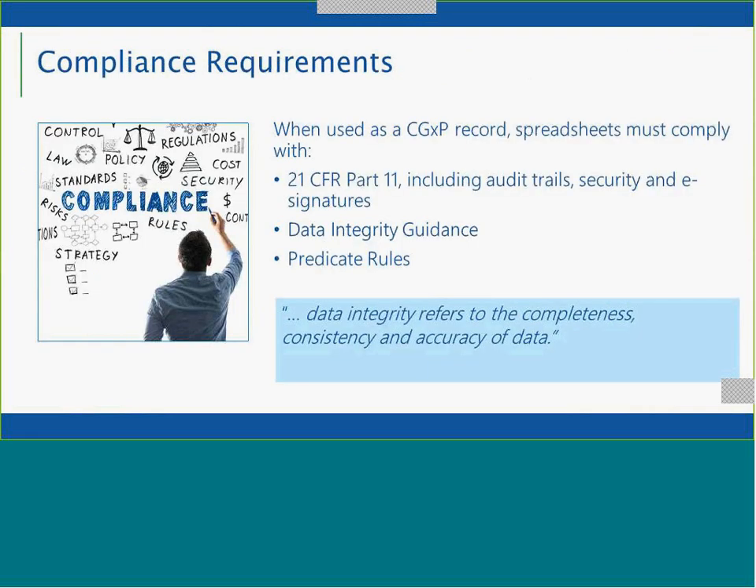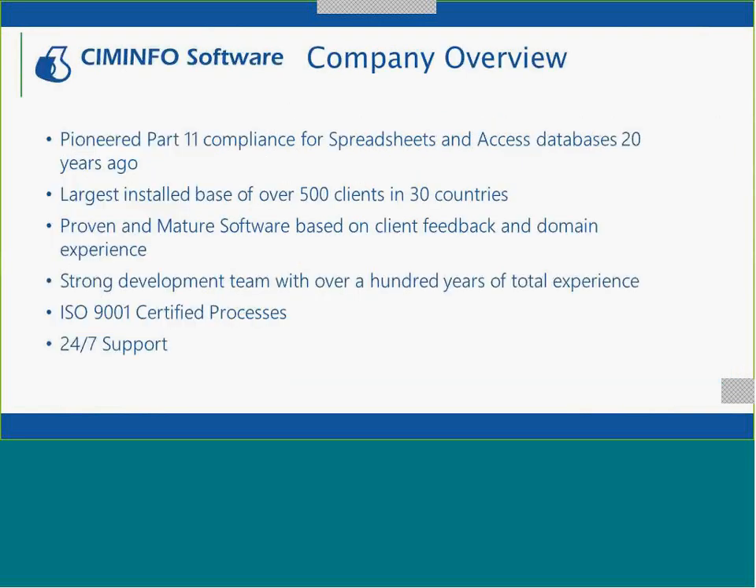Compliance requirements. So when you're working in the GXP record, each must comply with 21 CFR Part 11, including audit trail, security, and e-signatures. You adhere to the data integrity guidance and also predicate rules. So clearly, completeness, consistency and accuracy of data is very important.